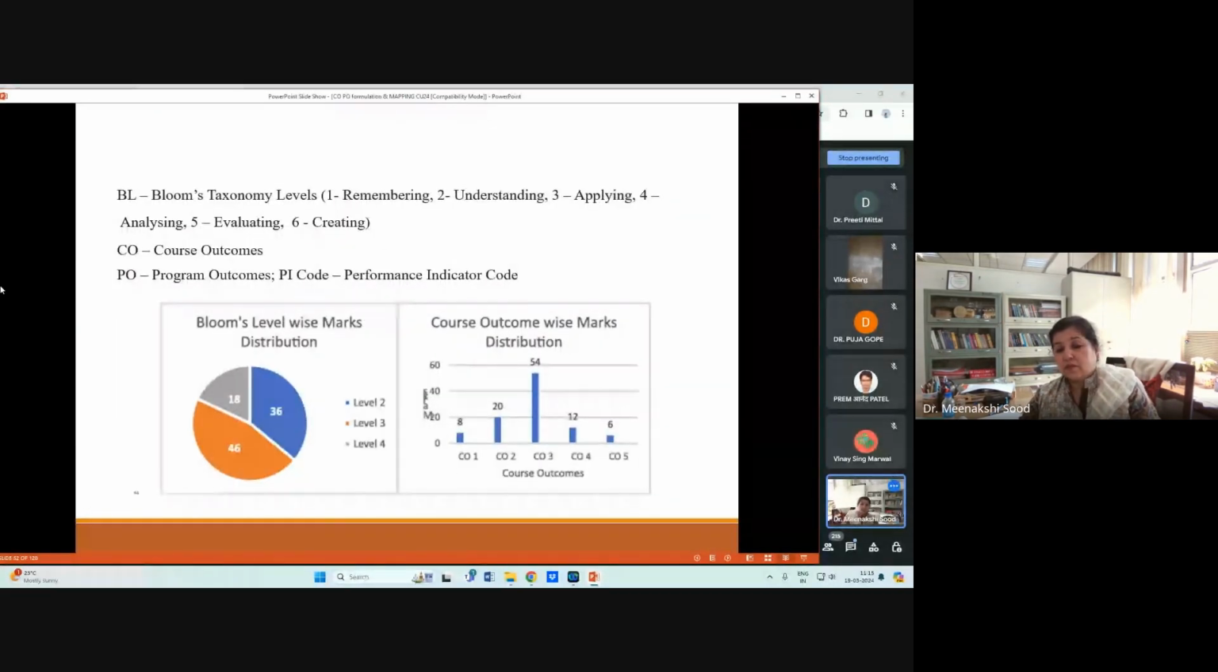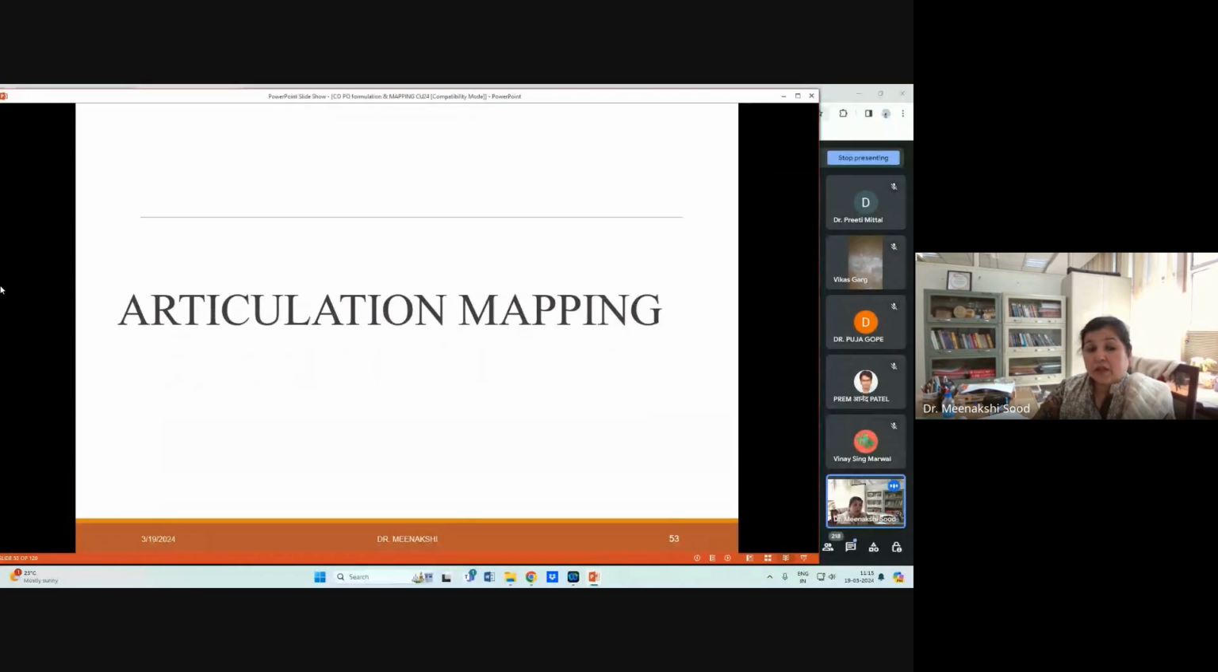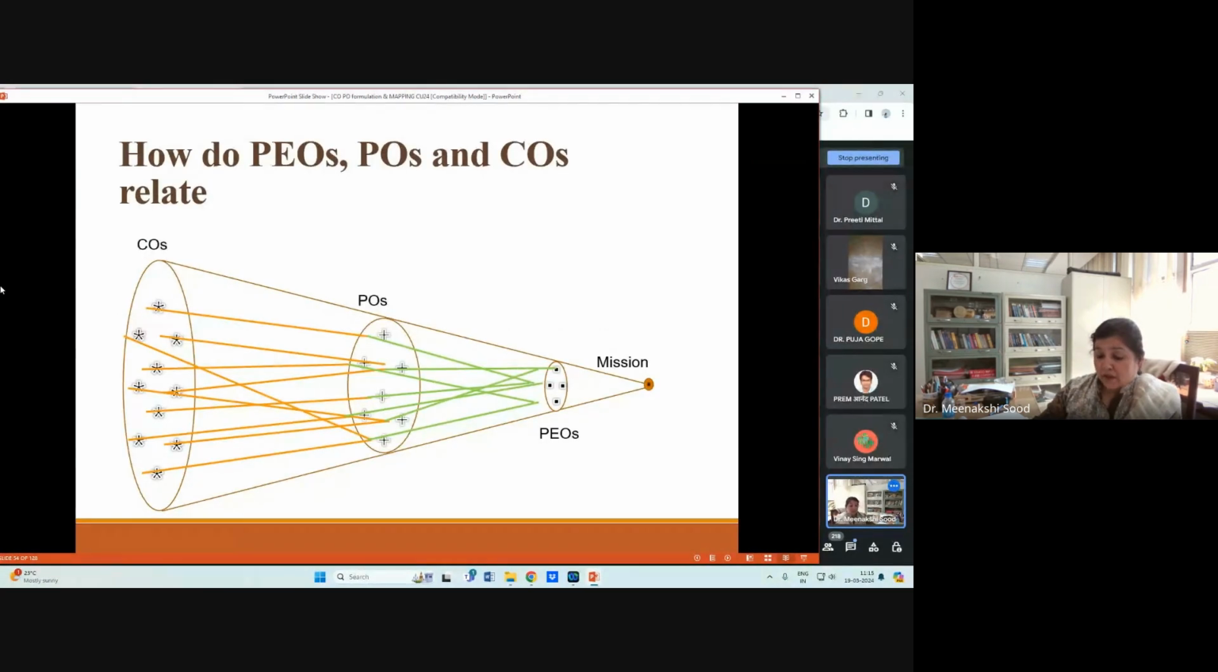Okay, so you can get a very wise distribution of which CO is more important and how many marks are dedicated to that particular CO. Next comes our articulation mapping part, because it is a triangulation theory. That is, all the COs have to be mapped with the POs, and the POs should be in alignment with the mission statement.